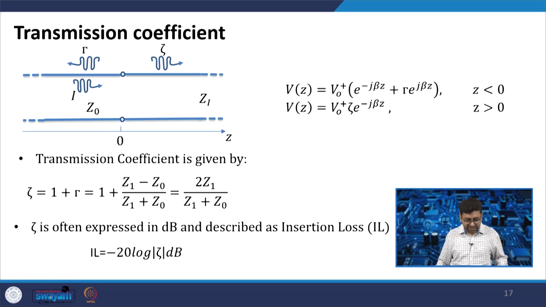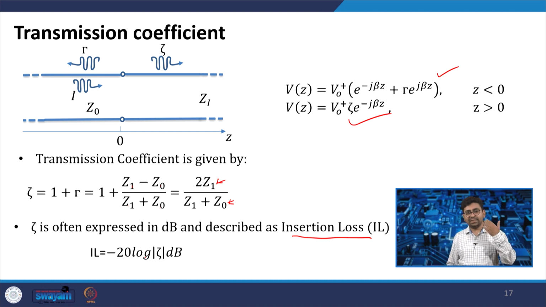Now, one of the important parameters of the transmission line is the transmission coefficient, that is how much power is transmitted. So you can mention a transmission coefficient T, which is 1 plus gamma. We already know, if this impedance is Z1, gamma is Z1 minus Z0 upon Z1 plus Z0, so T is equal to 2 Z1 by Z1 plus Z0. Here, for Z less than 0 you should consider the reflection coefficient gamma, and when Z greater than 0, that is the transmission coefficient T. This T is often expressed in dB and described as the insertion loss.